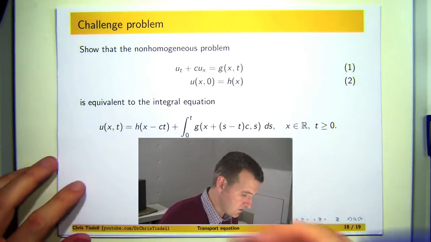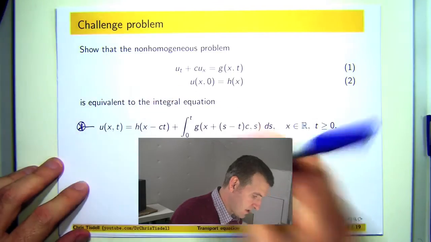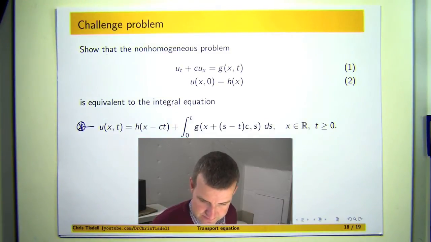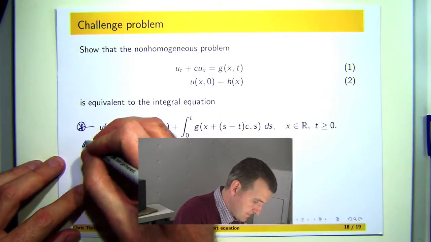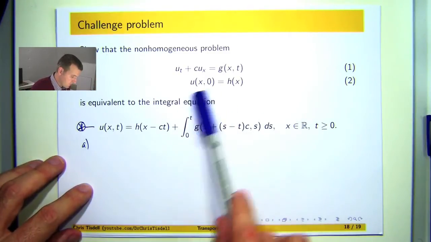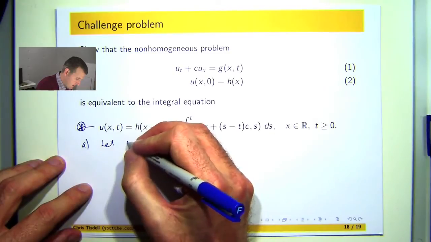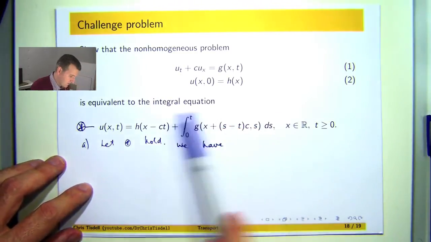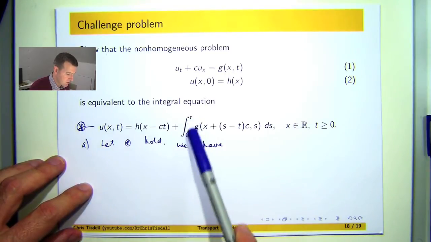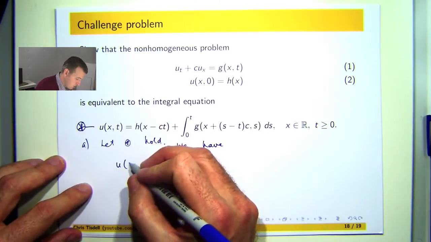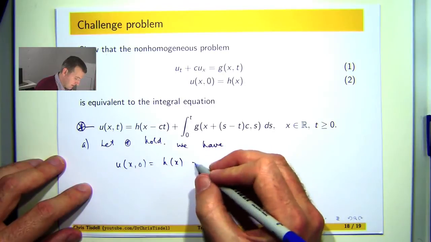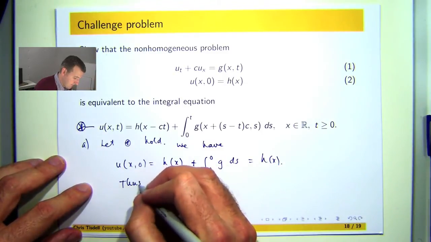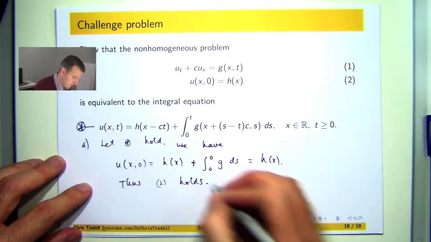I'm actually going to start with the integral equation and move to this, and then I'll prove it the other way. Firstly, let's just check the initial condition. Let star hold on this set. If I plug in t equals 0, I'll get h of x here, and integrating from 0 to 0 gives 0, so all we're left with is h of x. Thus 2 holds. That was pretty easy.